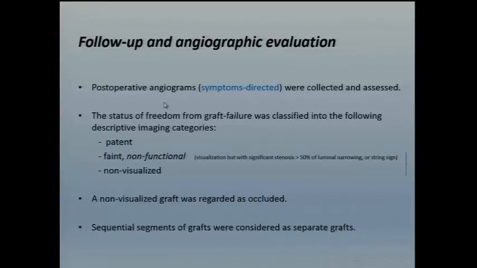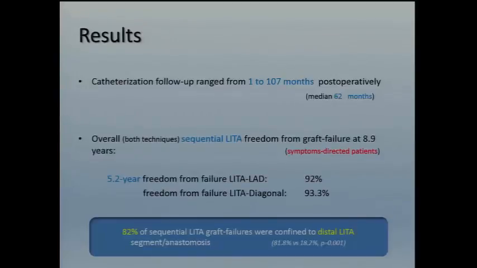Now, postoperative angiograms were invariably symptoms-directed, as previously mentioned, and the status of freedom from graft failure was classified as basically patent or non-patent. Faint, non-functional, or non-visualized grafts were defined as occluded. This is also something that you have to look at, because definitions of patent are very different between works. In many cases, a graft is defined as patent if there is still flow, even faint flow, distal to the anastomosis. Here not. Unless it was perfectly defined as a perfectly good anastomosis, it was defined as non-functional, non-patent. Follow-up catheterization ranged from 1 month to 107 months, and the median was 62 months.